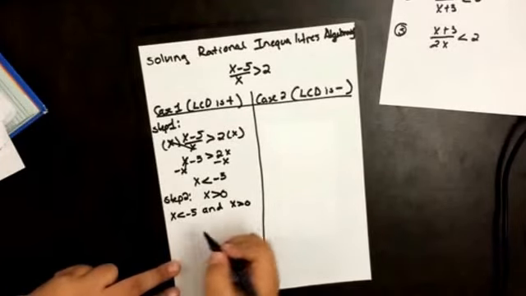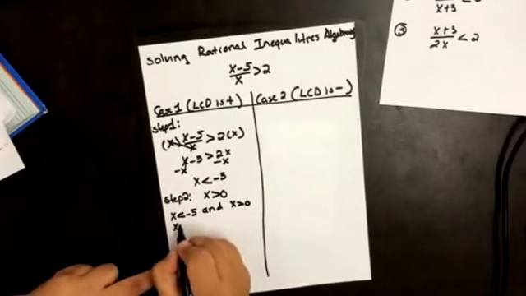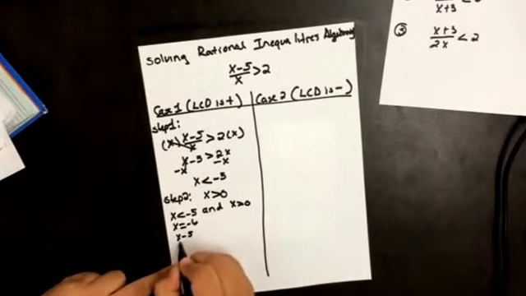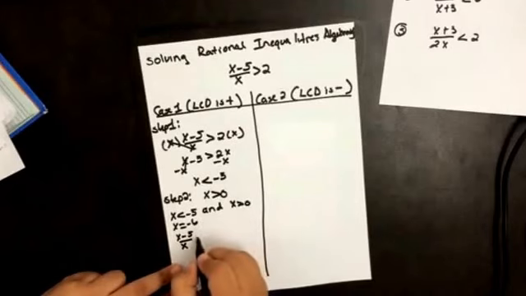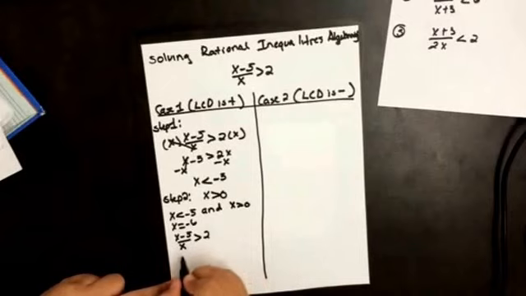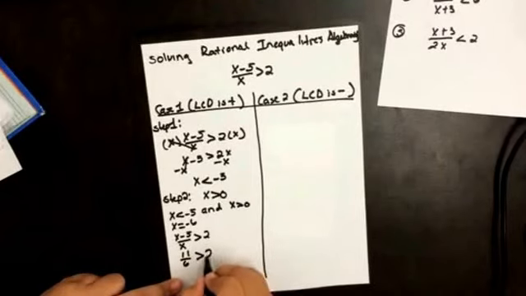For x is less than negative 5, I'm going to test x equals negative 6. So (x minus 5) over x is greater than 2. If I plug in my negative 6, I get 11 over 6 greater than 2, which is false.